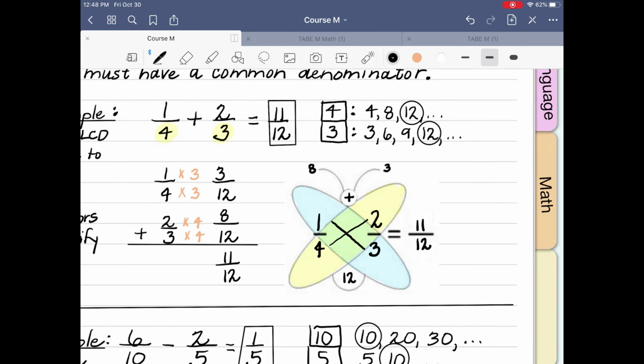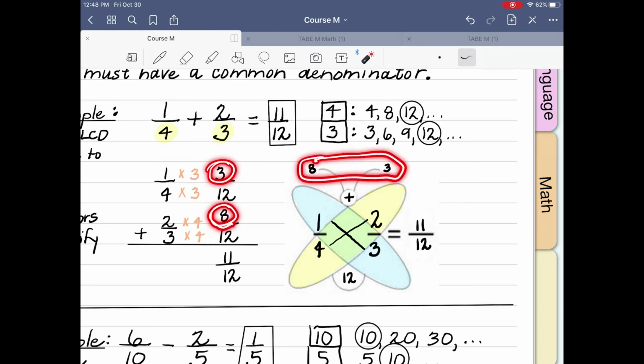Doesn't have to be simplified. So if you notice, all the pieces are here. The 8 and the 3. There's the 3 and there's the 8. There's the 8 and there's the 3. Here's the 12, the common denominator. So all the pieces are there.